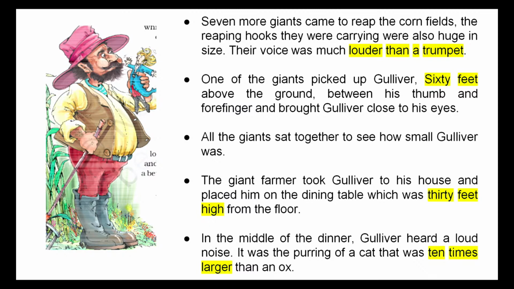Okay. So the giant farmer took Gulliver to his house and placed him on the dining table, which was 30 feet high from the floor. So the table was 30 feet from the floor, a very huge difference. In the middle of the dinner, Gulliver heard a loud noise. It was the purring of a cat, and that cat was 10 times larger than an ox, the ox that we usually see.